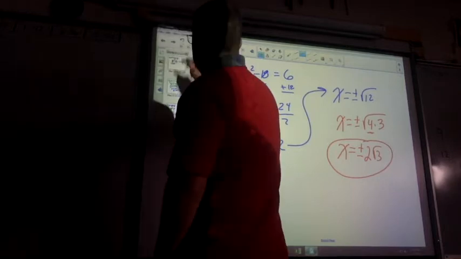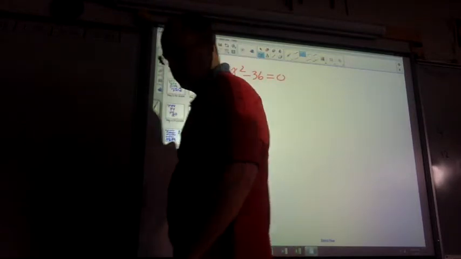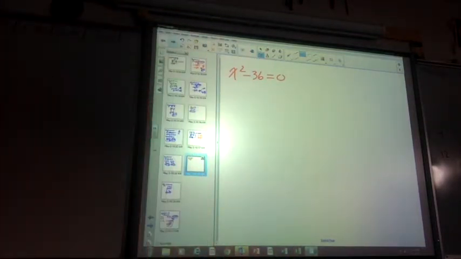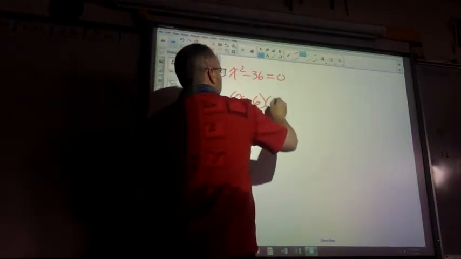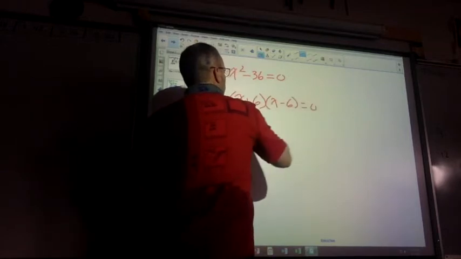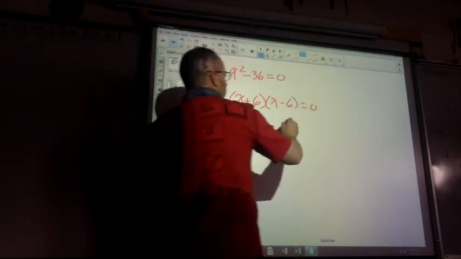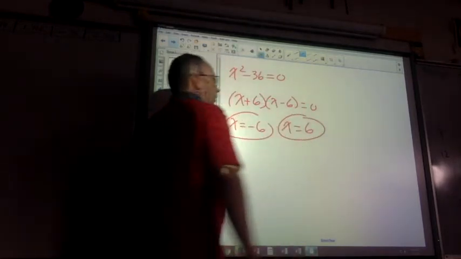Yes. Next one down. x squared minus 36 is equal to 0. Okay? So where do they want you to go with this one? Is x squared a perfect square? Is 36 a perfect square? Is difference another word for subtraction? So this is the difference of two squares. So you get x plus 6 and x minus 6 equals 0. So this gives me x equals negative 6. This gives me x equals positive 6. That's it.